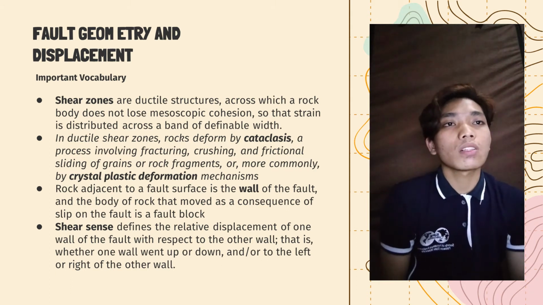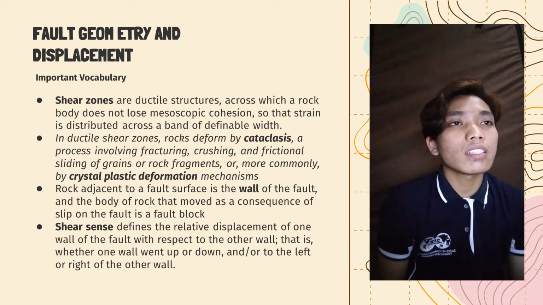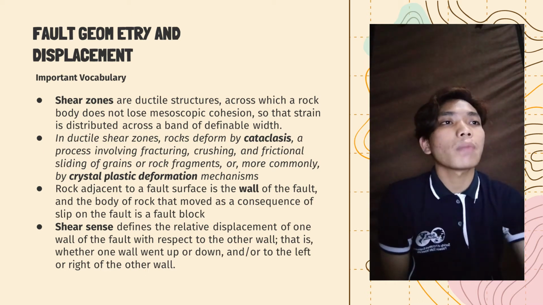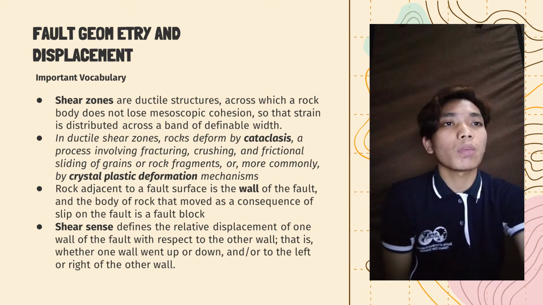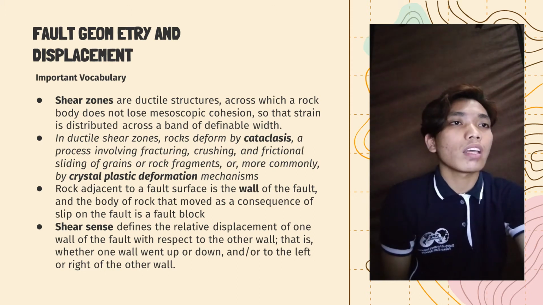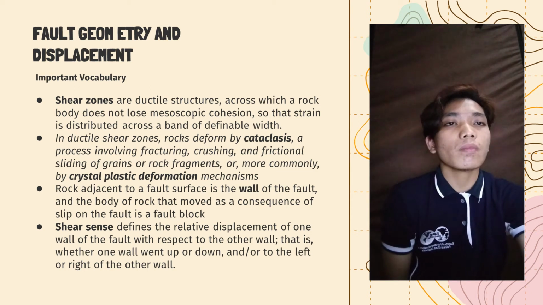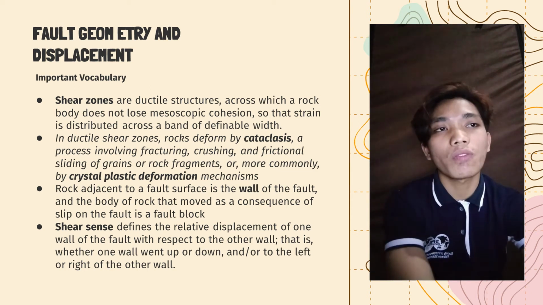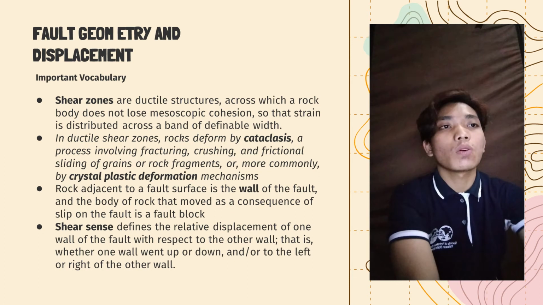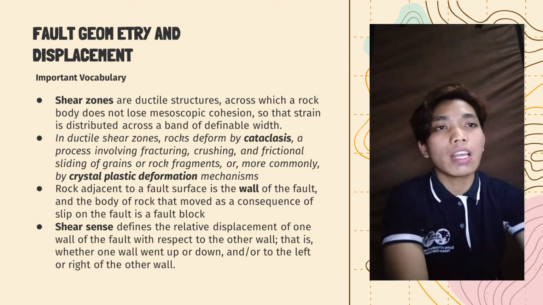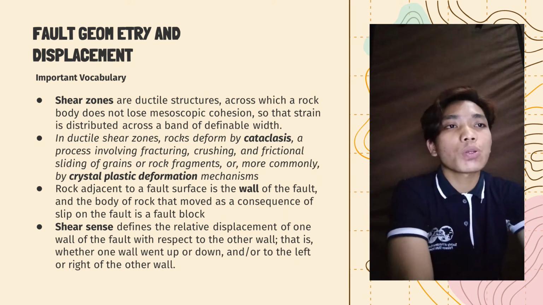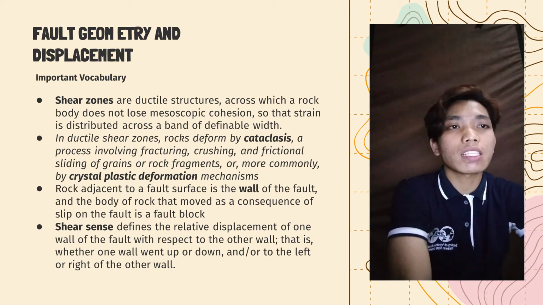The first one is shear zones. These are ductile structures across which a rock body does not lose mesoscopic cohesion, so that strain is distributed across a band of definable width. In ductile shear zones, rocks deform by cataclasis, a process involving fracturing, crushing, and frictional sliding of grains or rock fragments, or more commonly by crystal plastic deformation mechanisms.